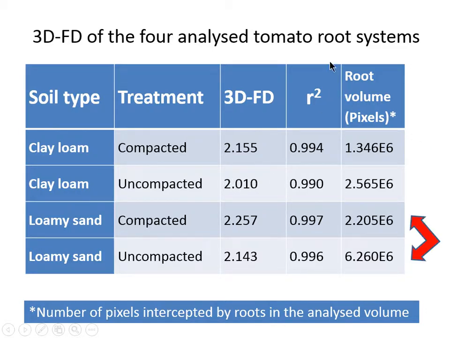And in the loamy sand, where the differences in sizes were much larger, similar to what you've seen in the averages, again, the fractal dimension in the compacted soil was significantly larger than in the uncompacted soil. So I think that this indicates that the fractal dimension describes here a certain characteristic we're looking for, how well the roots fill the volume independently of their overall root size.